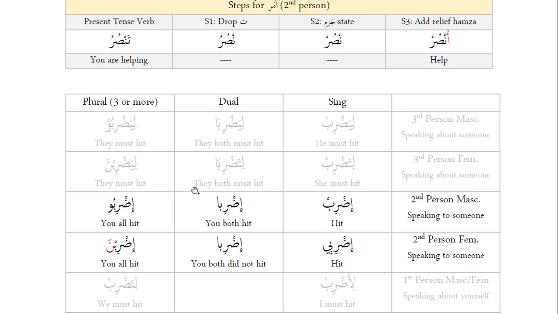And you take it through the conjugation. So idrib, idriba, notice the noon is dropped because it's in a state of majzoom. Idribu, once again, the noon is dropped because it's in a state of majzoom. Idribi, noon is dropped because it's in a state of majzoom. Idriba, and then idribna, and the noon remains here because we're dealing with plural women. So it'd be hit, you both hit, you all hit, you both hit, and then you all hit.